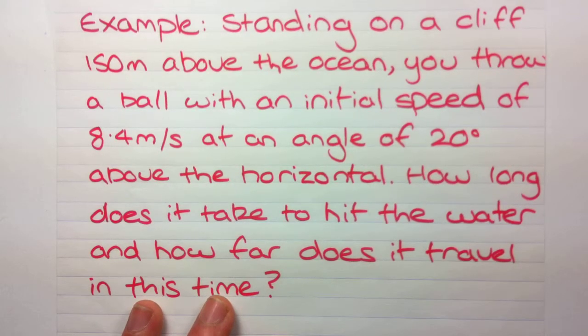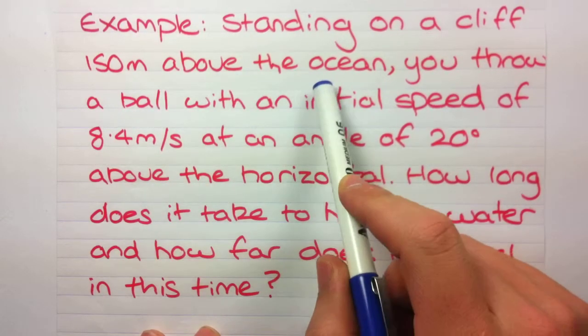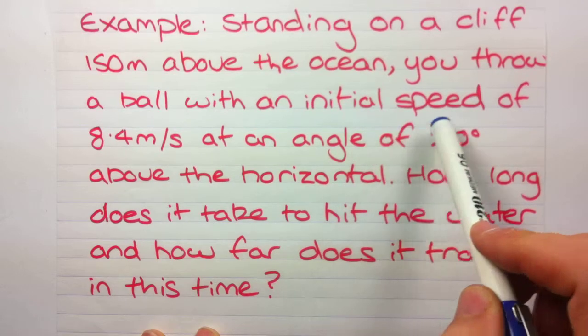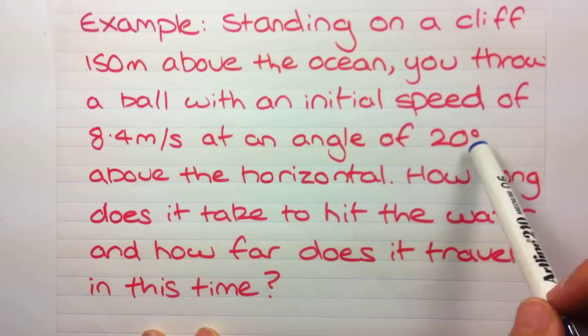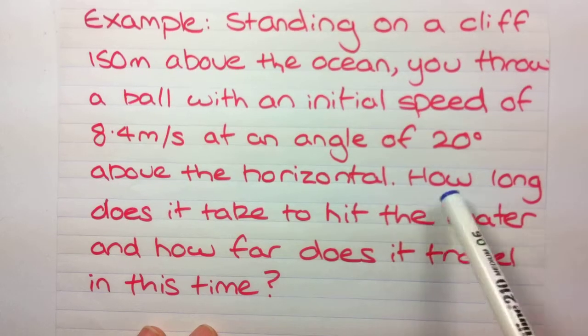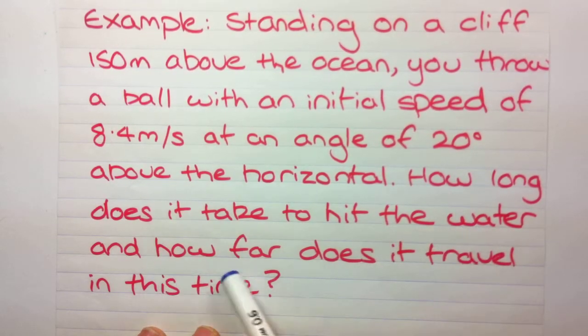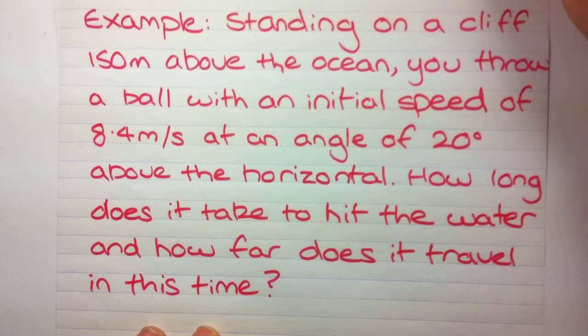Okay, so standing on a cliff 150 meters above the ocean, you throw a ball with an initial speed of 8.4 meters per second at an angle of 20 degrees above the horizontal. How long does it take to hit the water, and how far does it travel in this time?